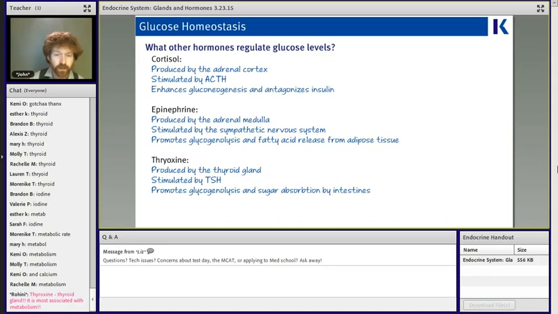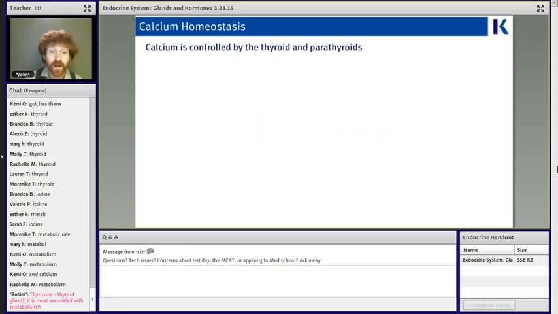Cool, so of course it promotes glycogenolysis, right? Breaking down your glycogen, and sugar absorption by the intestines. So once again, all this energy related stuff. All right, so that's some more sugar stuff. Let's move along to calcium for a little bit.